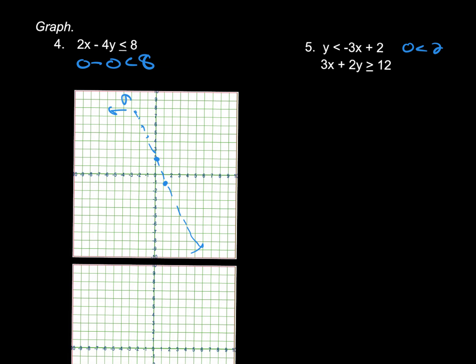Second line's in standard form. 3 goes into 12 4 times, so I'm going there. 2 goes into 12 6 times, so I'm going here. This is a solid line, going just like this.